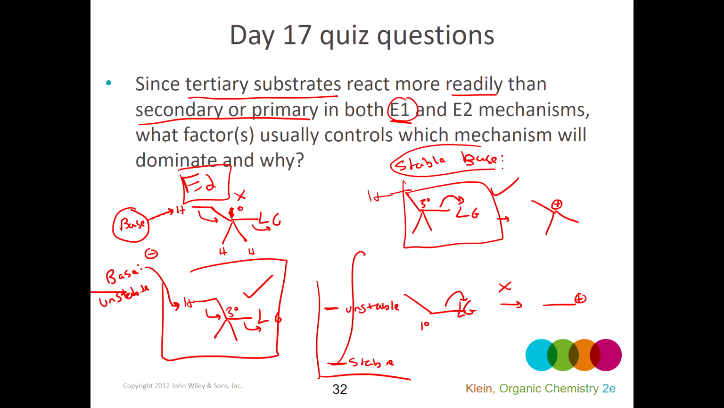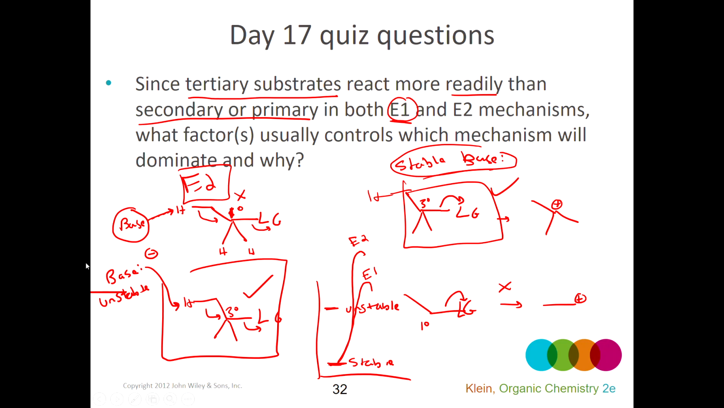So the stable base lowers the initial energy, makes it unlikely to do an E2 mechanism, because in that case it'd be more likely for the leaving group to just leave first, which would be the lower energy pathway, or the E1. So when I have a stable base, the E1 pathway happens more often.